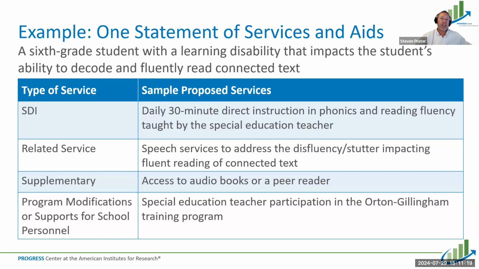For related services, they also get speech services to address the disfluency and stuttering that's impacting their fluent reading of connected text. For supplementary aids and services, they also get access to audiobooks or a peer reader to help them as needed. And for the program modifications or supports for school personnel, the special education teacher participates in the Orton-Gillingham training program. So this is showing how all of these four parts work together to help that student with their need in decoding and fluently reading connected text.